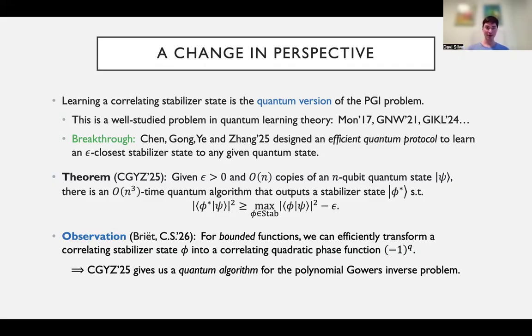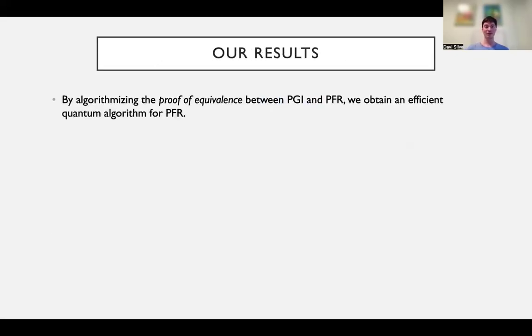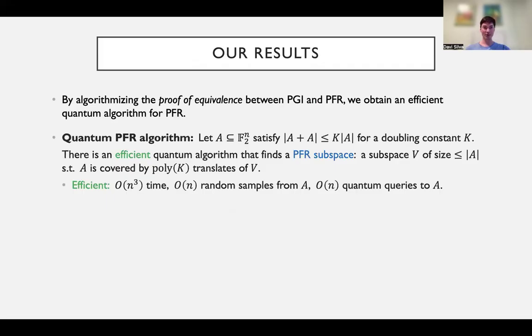And with this, we can use this CGYZ efficient quantum protocol to give an efficient quantum algorithm for the polynomial Gauss inverse problem. So in this work, what we did was essentially to algorithmize the proof of equivalence between the polynomial Gauss inverse theorem and the polynomial Freiman-Ruzsa theorem, so that we can use the PGI quantum algorithm in order to obtain an efficient quantum algorithm for PFR. So we obtained the following results.